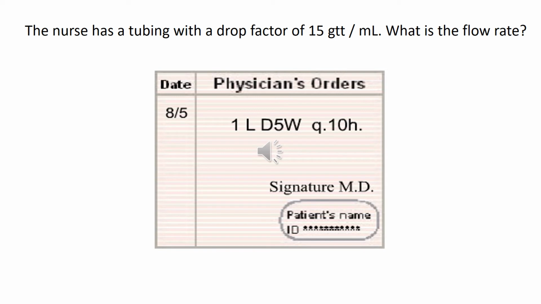The doctor has ordered 1,000 liters of D5W every 10 hours. So looking at this problem, if you happen to see it on a test, especially on your state test, okay, the drop factor, I'm going to need to remember that. We're looking for flow rate. Look down at your order. The doctor has ordered in liters, and wants 1 liter every 10 hours. So those are the things that you need to take away from this problem.